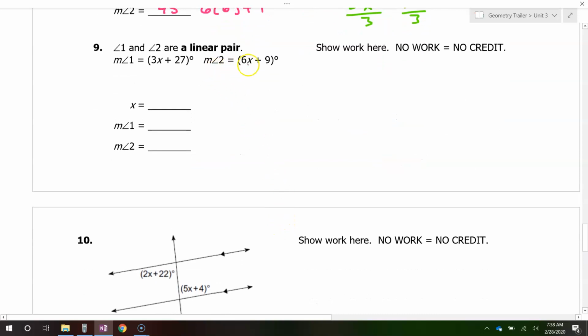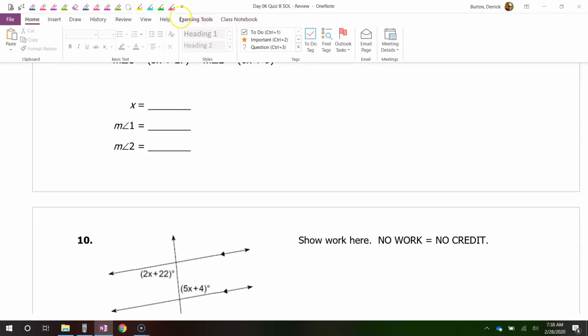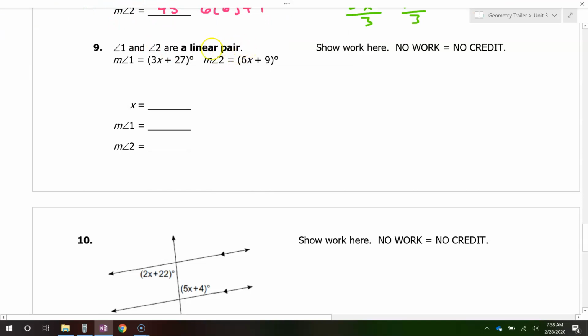All right, linear pair. A linear pair is going to be supplementary. All right, that means they have to add up to 180 degrees. So we should do 3x plus 27 plus 6x plus 9, and that should all add up to 180 degrees.